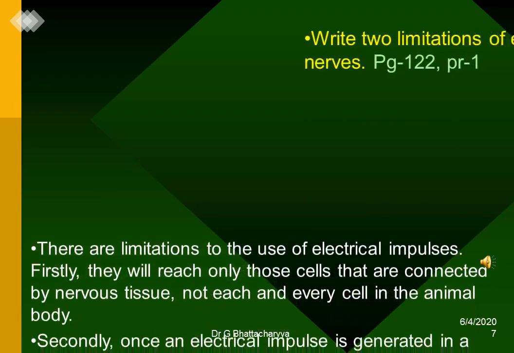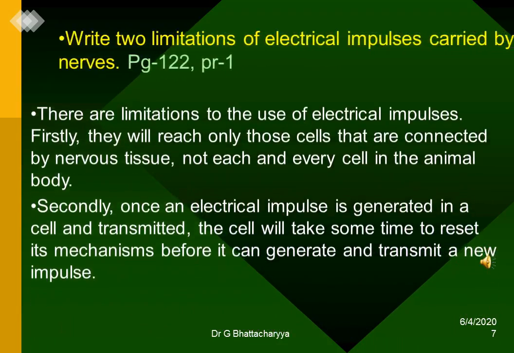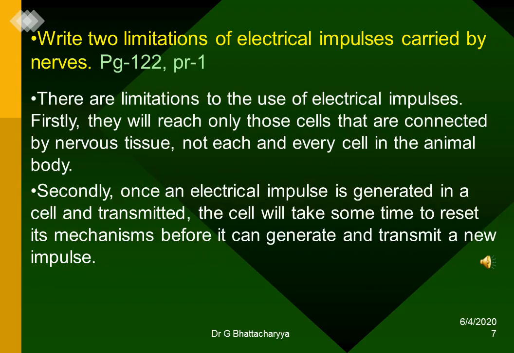Write 2 limitations of electrical impulses carried by nerves. There are limitations to the use of electrical impulses. Firstly, they will reach only those cells that are connected by nervous tissue, not each and every cell in the animal body. Secondly, once an electrical impulse is generated in a cell and transmitted, the cell will take some time to reset its mechanisms before it can generate and transmit a new impulse.